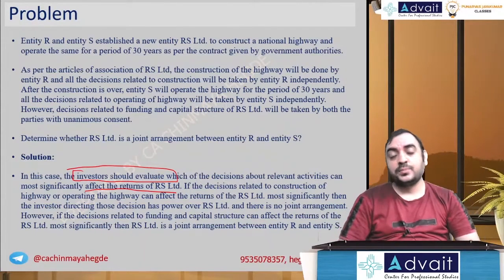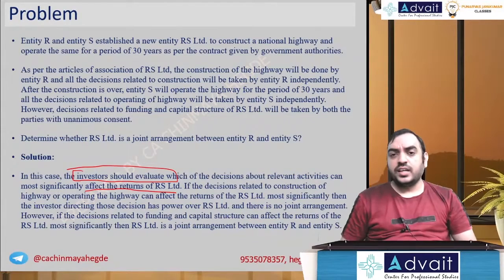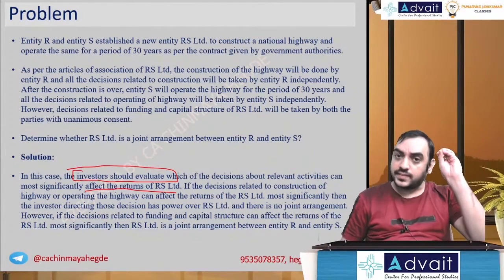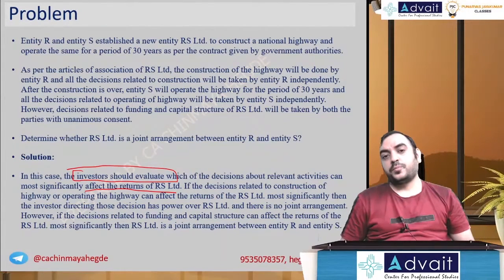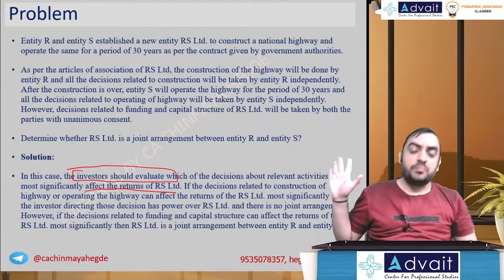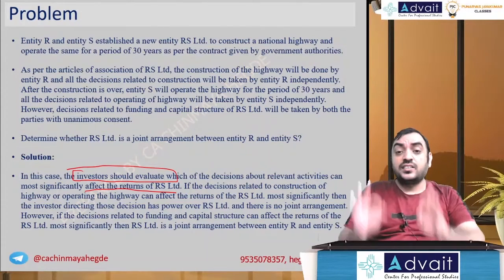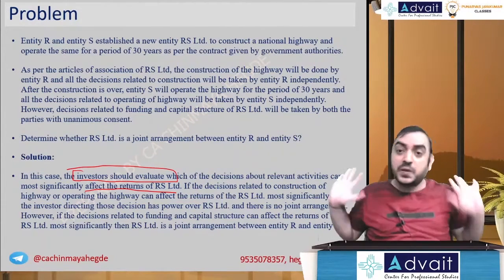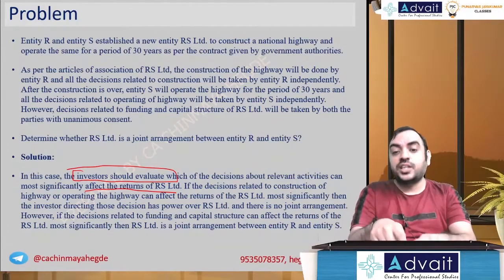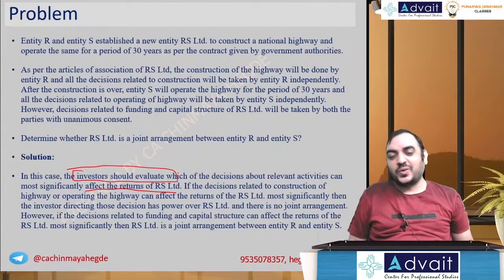In that case, that becomes a joint control. Sir, no, sir. None of them are critical, sir. Individually, in the sense, construction is important, funding is important, operation is also important. We can't say which one is critical. We can't say which one is more relevant. All are relevant. If you come to such a conclusion, there is no joint control because all are relevant. There is no joint control.